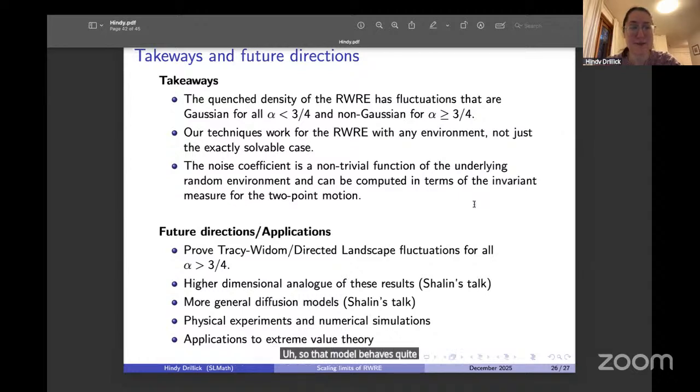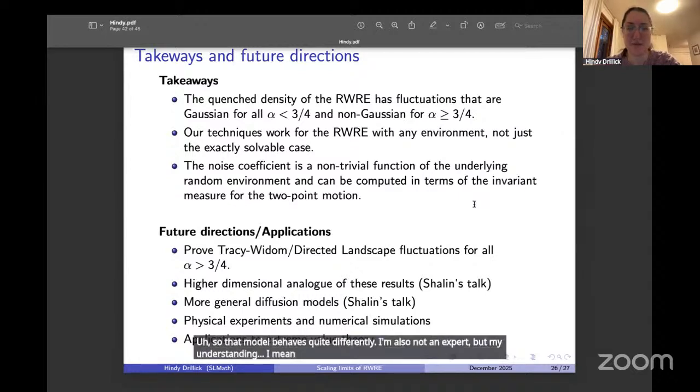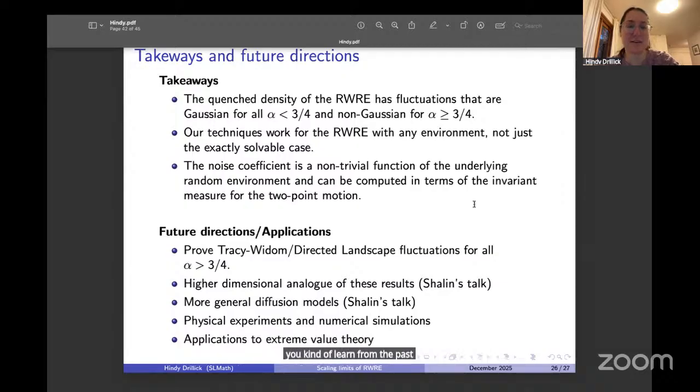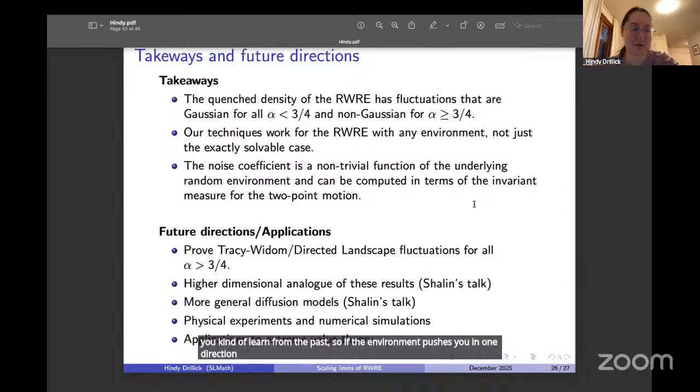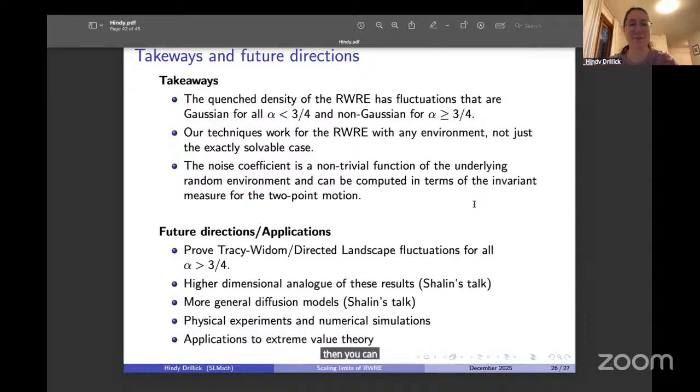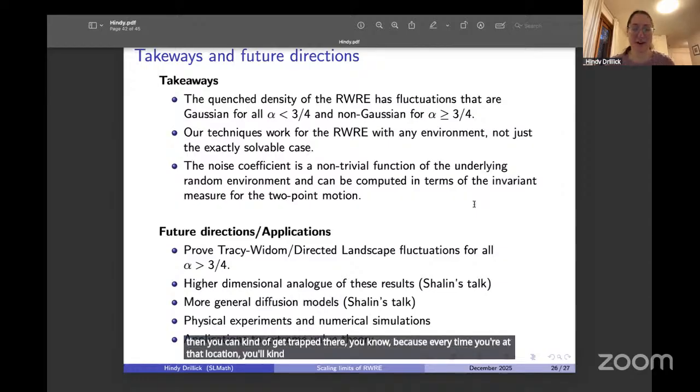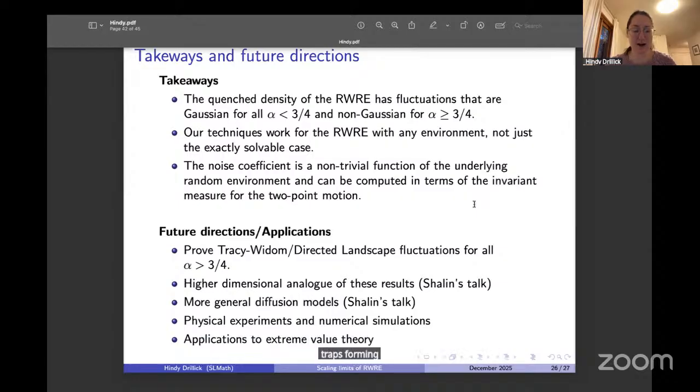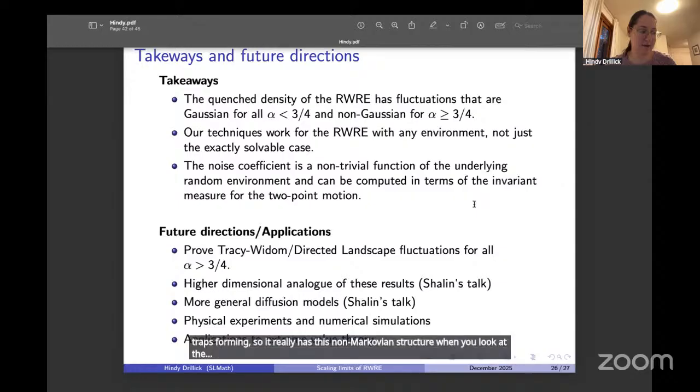I'm also not an expert, but my understanding is that the key difference with that model is that you kind of learn from the past. So if the environment pushes you in one direction in some location, then you can get trapped there, because every time you're at that location, you'll be pushed in the same direction. So you can imagine traps forming. So it really has this non-Markovian structure when you look at the annealed motions.